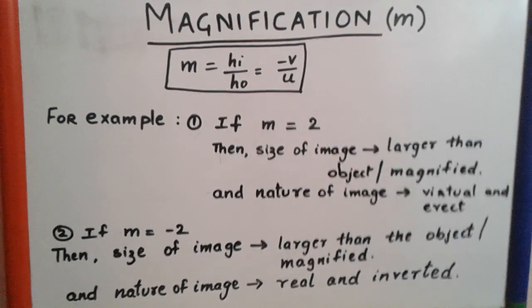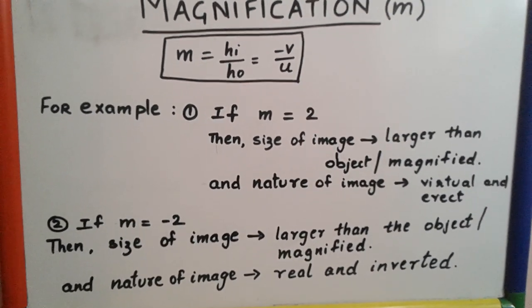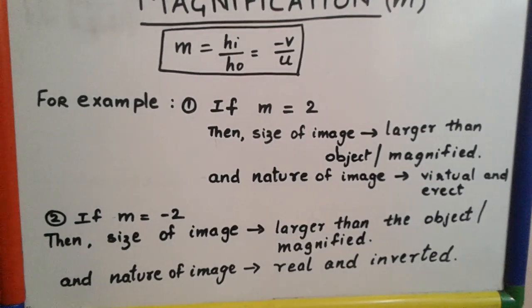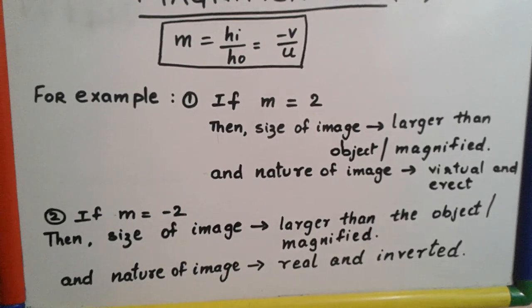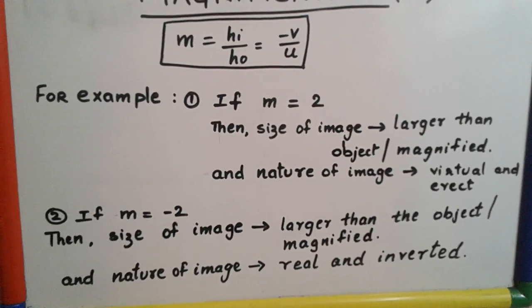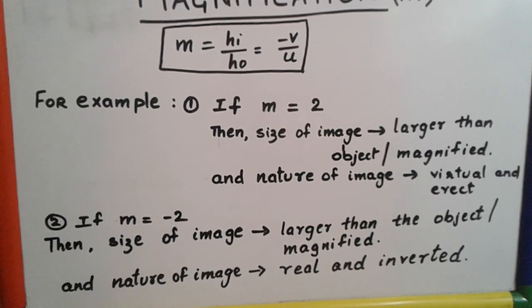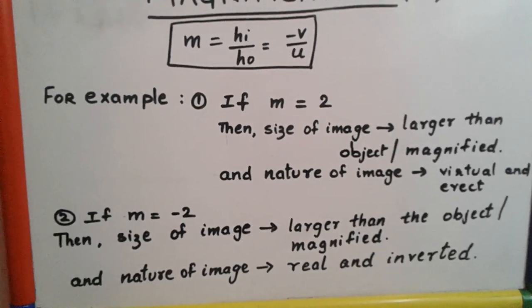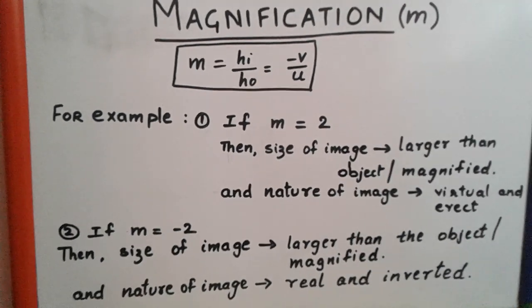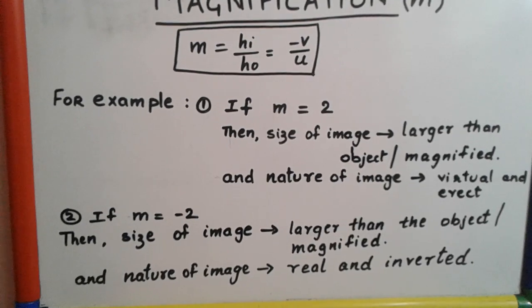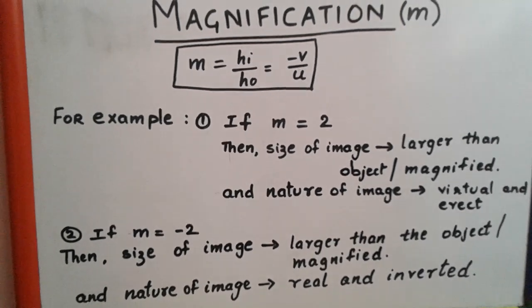Now the whole concept of magnification tells us that the numerical value of magnification tells us about the size of the image, and the positive or negative sign of the magnification tells us about the nature of the image. By solving the numericals one by one on magnification and on the mirror formula, this particular part will also be practiced again and again. Thank you.